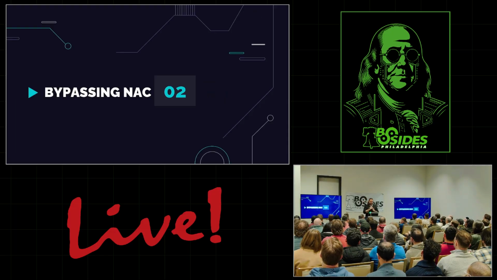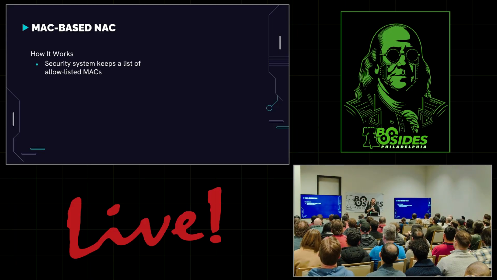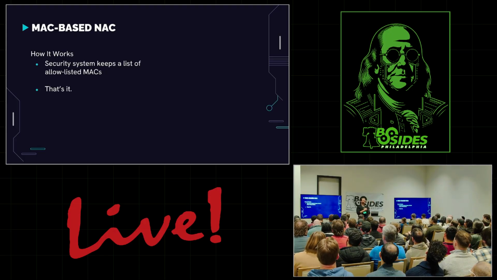Okay, so with that in mind, now we can talk about how we can bypass them. The first one I mentioned was MAC-based network access control. Generally how it works is the security system will keep a list of MACs that are allowed to pull an IP address and interact with other devices on the network. And that's it. That's the only thing that's happening there.